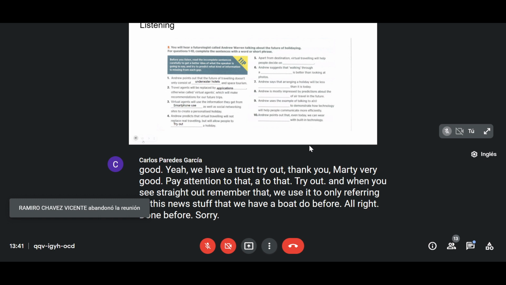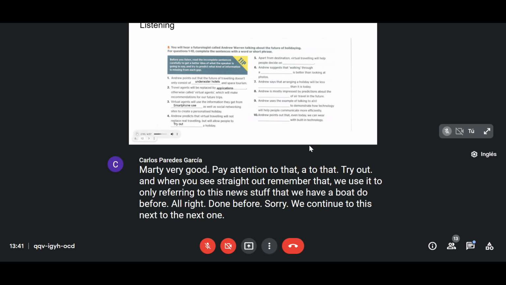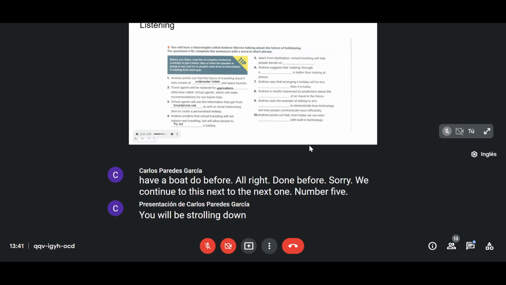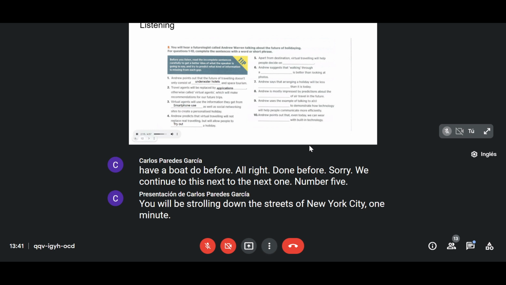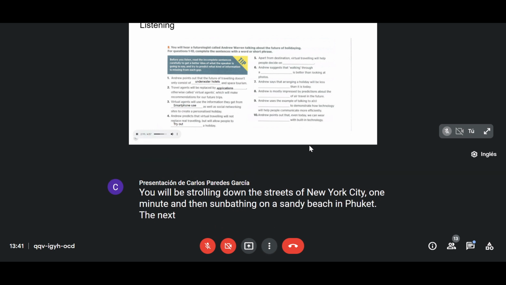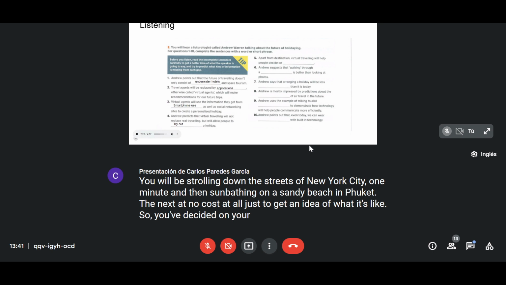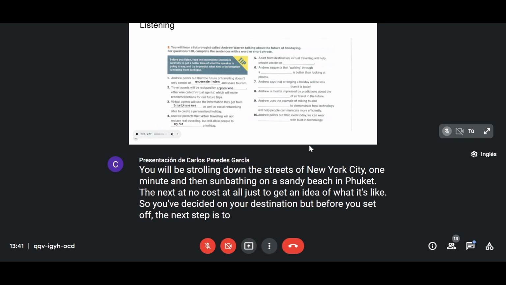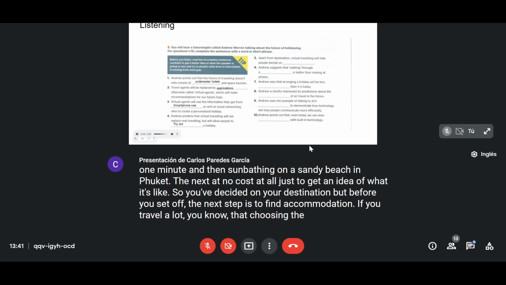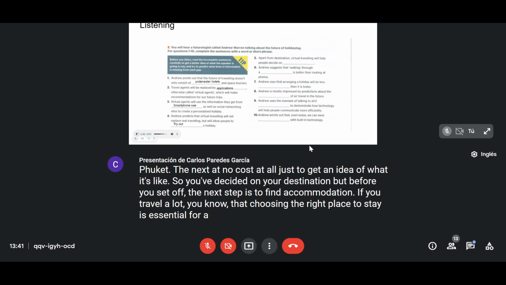We continue to the next one, number 5. You will be strolling down the streets of New York City one minute, and then sunbathing on a sandy beach in Phuket the next, at no cost at all, just to get an idea of what it's like. So, you've decided on your destination, but before you set off, the next step is to find accommodation. If you travel a lot, you know that choosing the right place to stay is essential for a pleasant holiday.